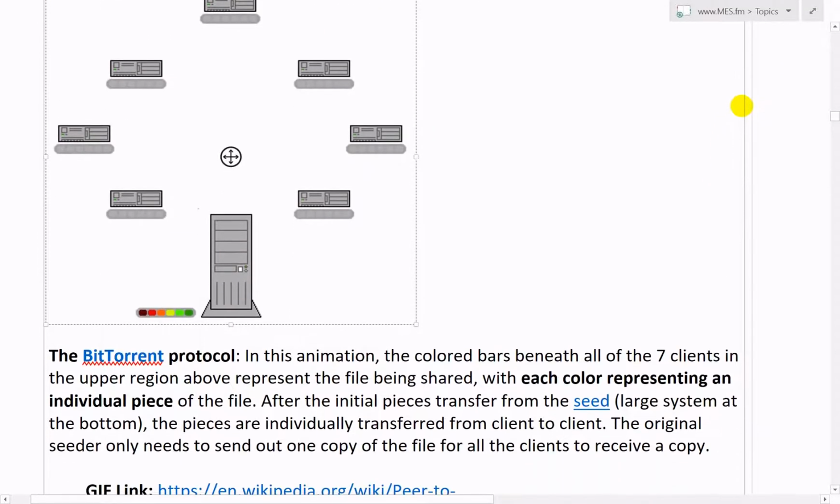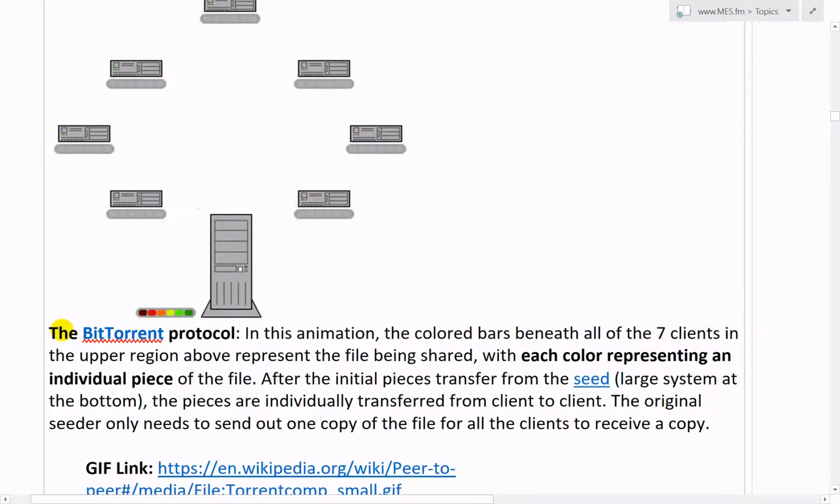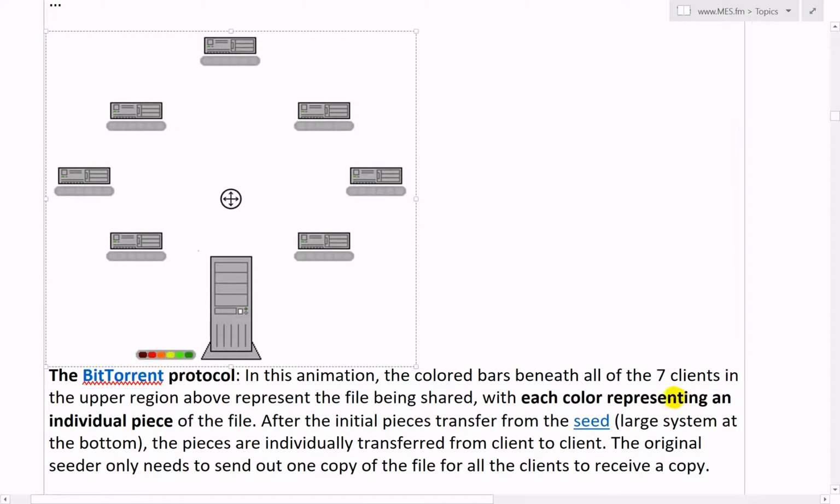Here's an illustration of the BitTorrent protocol. In this animation, the colored bars beneath all of the 7 nodes, I'll show you the GIF in a bit, in the upper region above represent the file being shared, with each color representing an individual piece of the file.